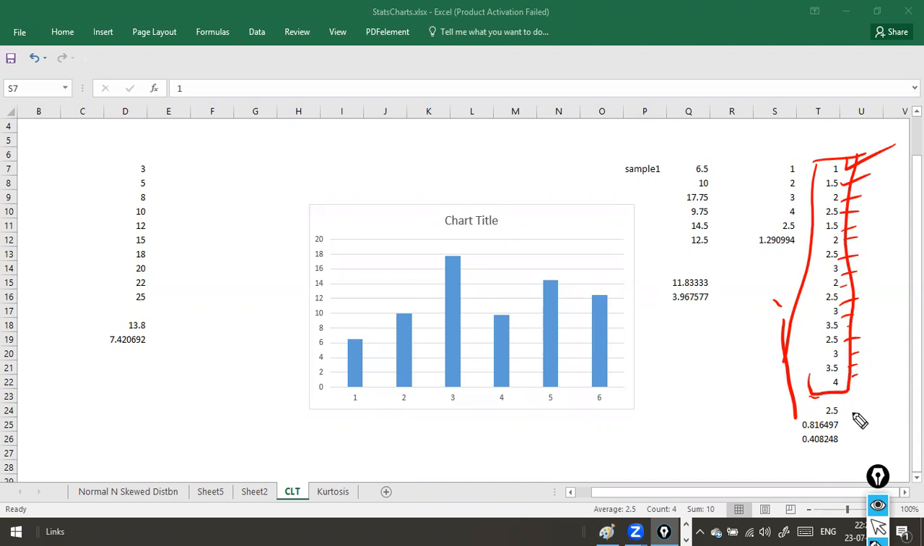When you take an average of the sampling distribution, you are getting 2.5. Your sampling distribution's mean value and your population mean value are the same. This is also one of the principles of the central limit theorem: the mean of all the sample means is equivalent to your population mean. It is as simple as that.